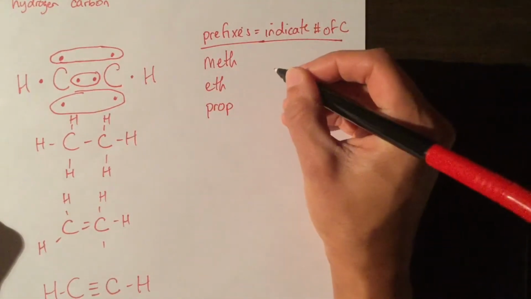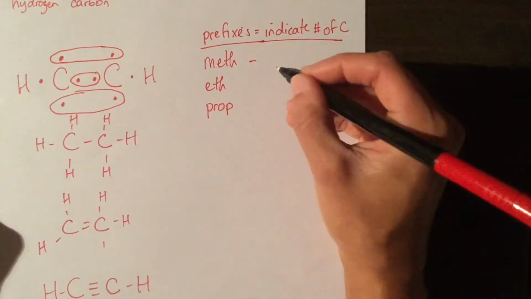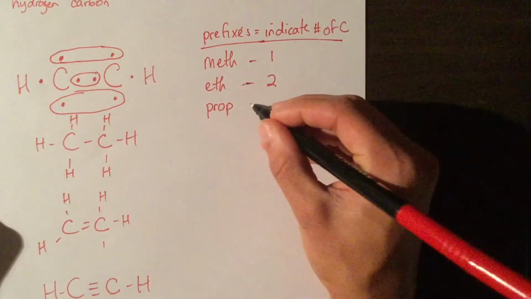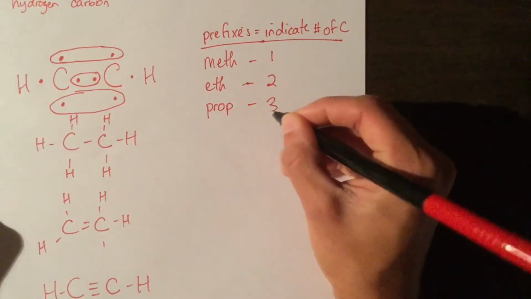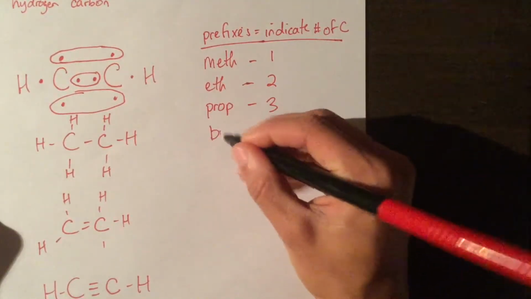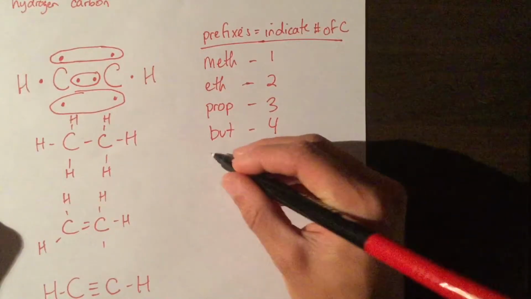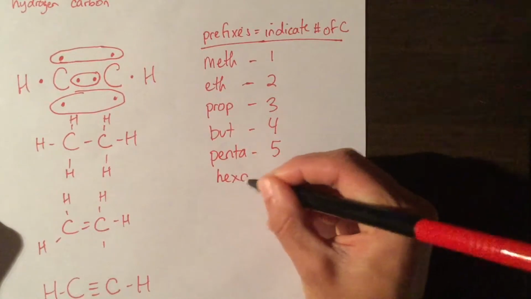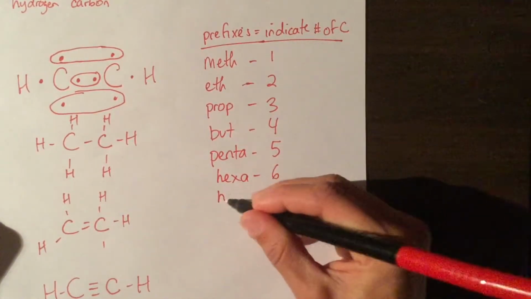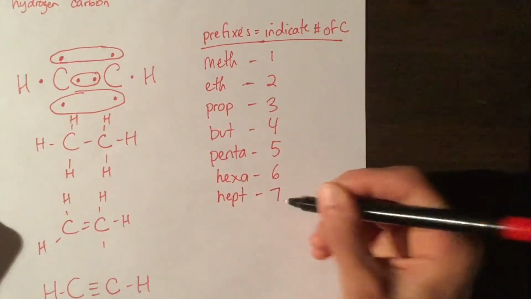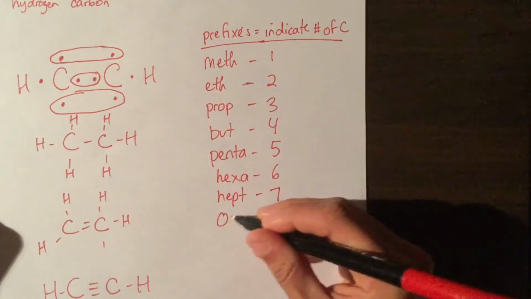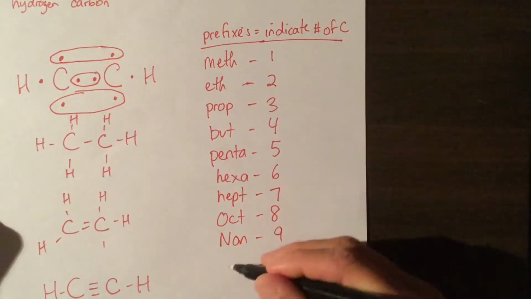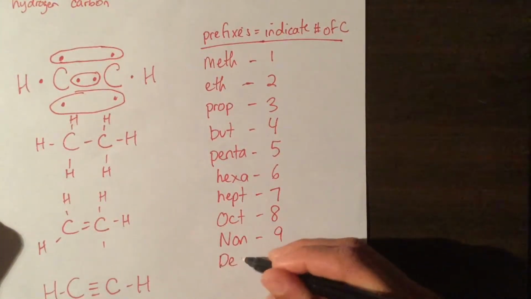Okay, so when we happen to use the word meth, we're talking about 1 carbon. When we say eth, we're talking about 2. 3 is prop. 4 is but. 5 is pent. 6 is hex. 7 is hept. 8 is oct. 9 is non, and 10 is dec.